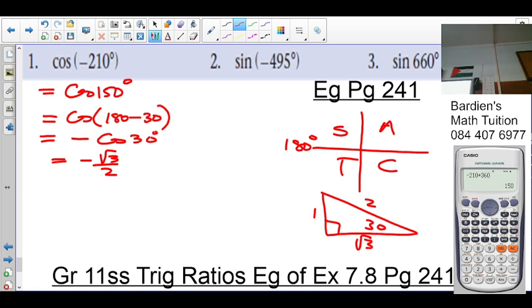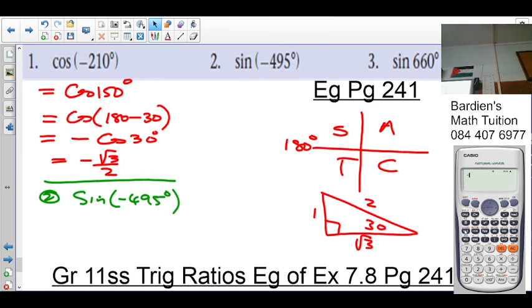Alright, so you guys understand? No? Alright, let's just go to the next one quickly. Number 2. You've got sine of negative 495. So what do I do here? Negative 495 plus 360 is negative 135, plus 360 is 225. You all okay with that? So it becomes sine 225.